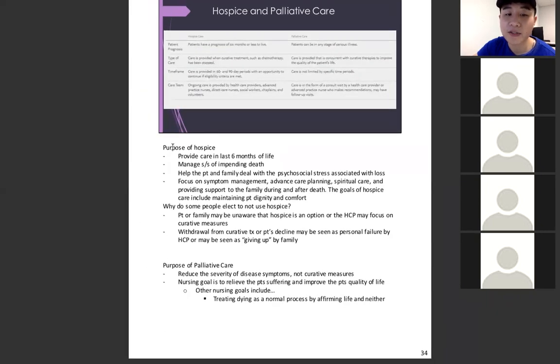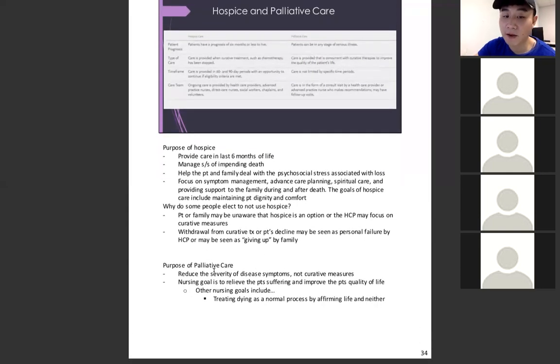Basically, the purpose of hospice is to provide care in the last 6 months of life when the patient is going to die. Everything is focused on promoting the comfort of the patient. We do not cure any more disease for this patient. We just promote comfort, prevent all symptoms, make sure they are free of nausea, vomiting, and pain, and maintain their dignity and comfort.